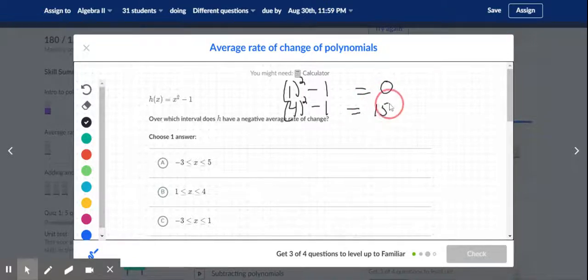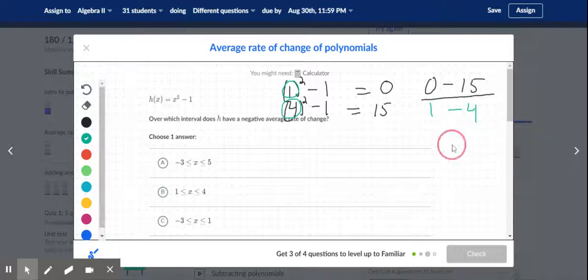So 0 minus 15 over 1 minus 4. That's -15 on the top. That's -3 on the bottom. That equals 5. Negative divided by negative is a positive. So letter A is out. Letter B is out. We need to try letter C.